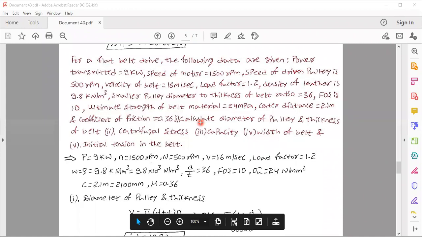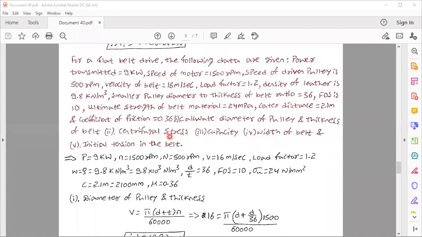He has asked you to calculate the diameter of the pulley and thickness. Second is centrifugal stress, and third one is the capacity. Fourth is width of belt, and last one is initial tension in the belt. Okay, first we'll find out the diameter of the pulley. You need to see which formulas you are going to use to find out the diameter as well as thickness.